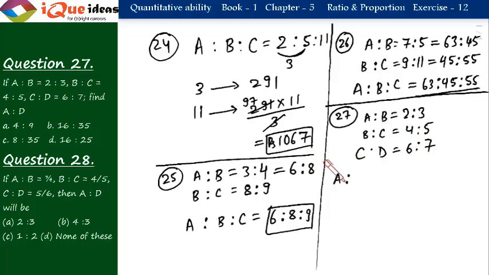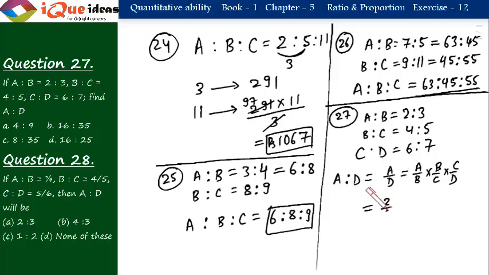Find A is to D. Now, A is to D is actually equal to A by D, which can be written as A by B into B by C into C by D. So we have multiplied and divided by B, and we have multiplied and divided by C.